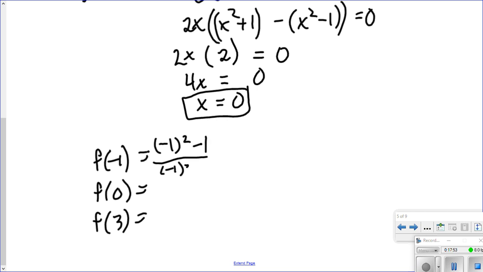So at -1, I'll show the steps. First, what have we got here? That's 0 over 2, or 0. I did the work already on a sheet of paper beside me here. f at 0 works out to be -1, and f at 3 works out to be 8 over 10, and I'm going to simplify that to 4 over 5. I'll leave the math for you guys. Which one's which? Graph it in Desmos and confirm it, or just do some reasoning and thinking.